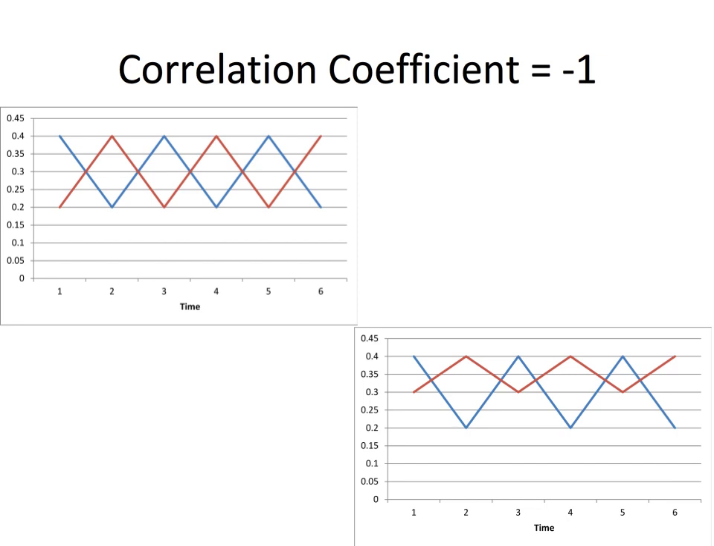And as you can see, they cross or react exactly opposite of one another. So, in this case, both of these would have a mean of 0.3 over the time period, but they move in exactly the opposite manner. So, when the blue asset goes down, the red asset goes up.